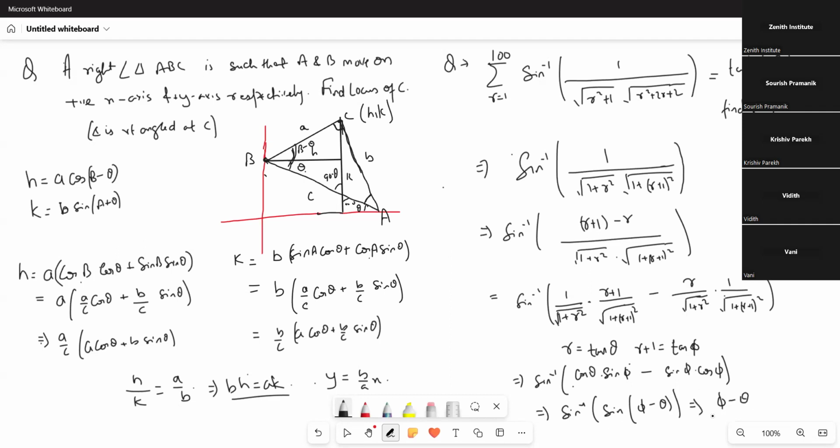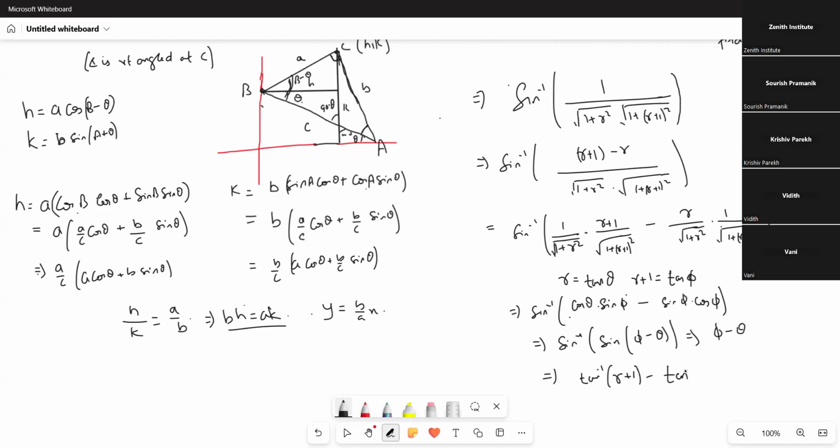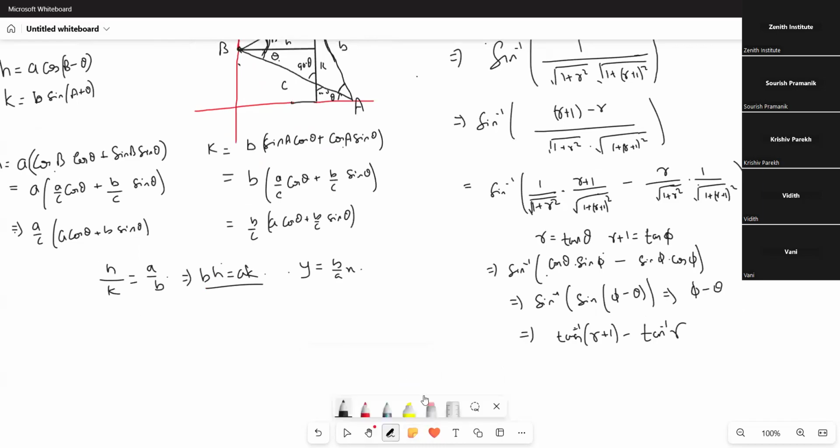But what would phi minus theta represent? Phi minus theta would be tan inverse of r plus 1 minus tan inverse r. That is how we simplify this. So now this will convert to a telescopic sequence and the answer will come out. The general term has been expressed as a difference of two entities. Now this thing will behave as a telescopic sequence.